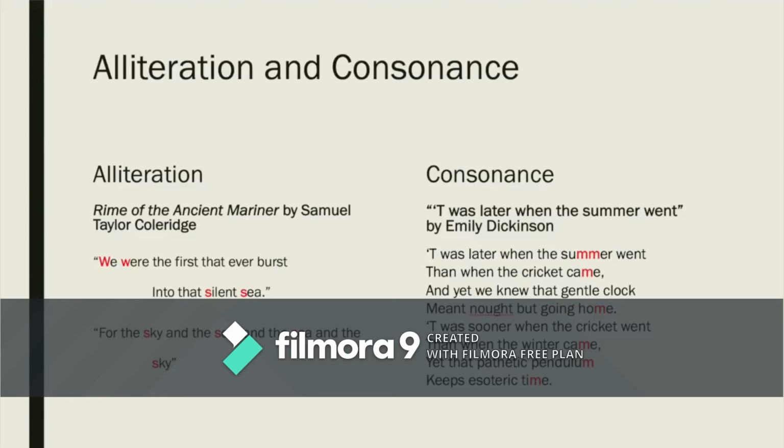In "'Twas Later When the Summer Went" by Emily Dickinson: "'Twas later when the summer went than when the cricket came, and yet we knew that gentle clock meant naught but going home. 'Twas sooner when the cricket went than when the winter came, yet that pathetic pendulum keeps esoteric time." M is repeated several times in the middle or ends of words: summer, came, home, pendulum, and time.